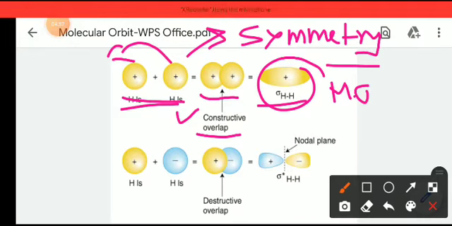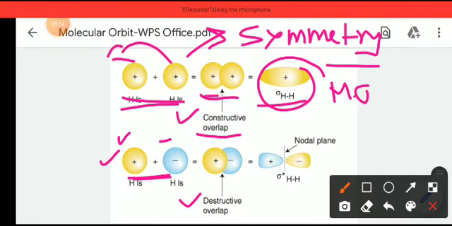But in the second case, this one and this one have different symmetry. One is represented by yellow and the other atomic orbital by blue. As these atomic orbitals have different symmetry, they undergo a destructive overlap. That means they are subtracted from each other; they are not additive.